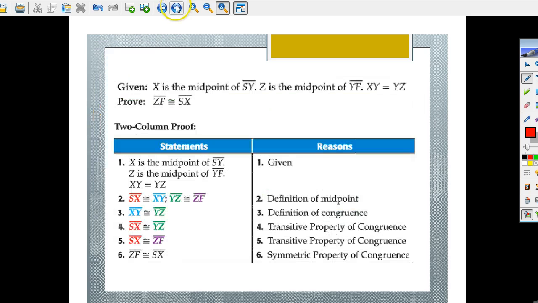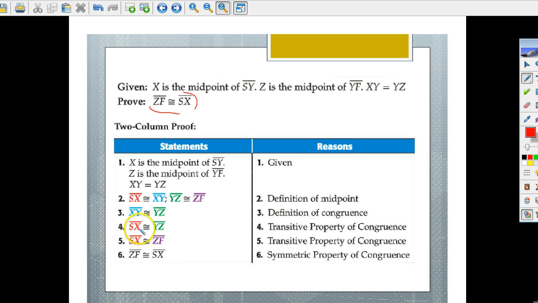Alright, so here is the two-column proof. We write the given. That's the easy part. Then segment SX is congruent to XY, and segment YZ is congruent to ZF, by the definition of midpoint. And then you have the blue equals the green, by the definition of congruence.